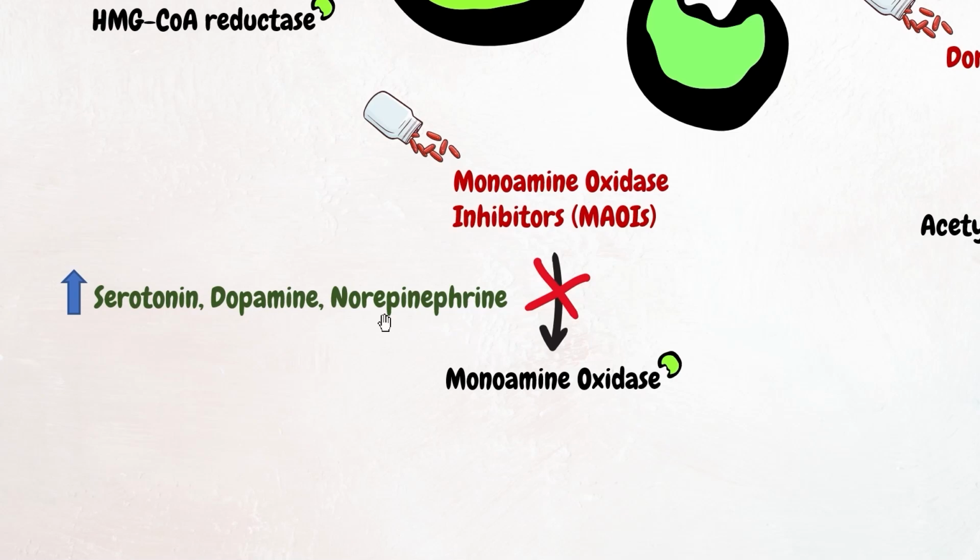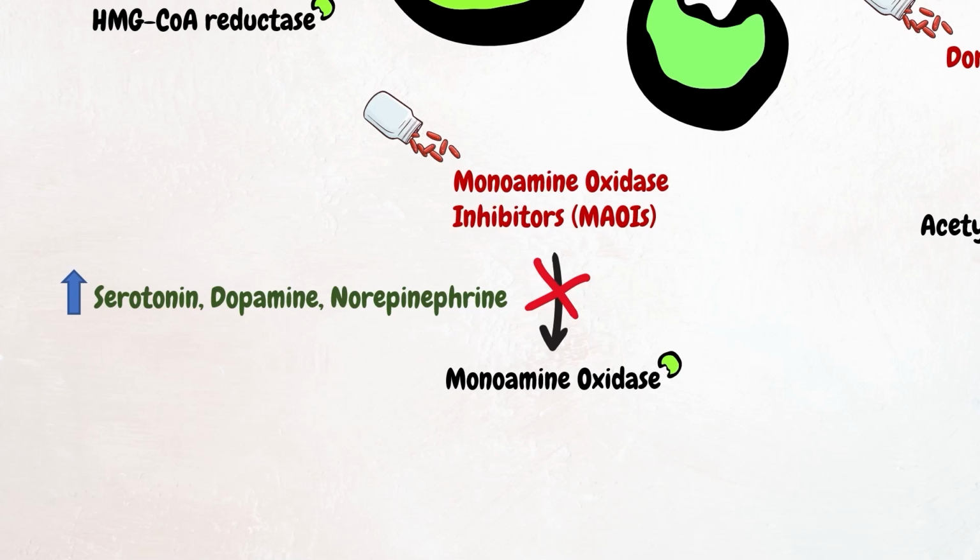So MAO inhibitors, what they really do is inhibit the activity of monoamine oxidase, an enzyme responsible for breaking down the neurotransmitters such as serotonin, dopamine, norepinephrine. And by inhibiting these enzymes, MAO inhibitors increase the availability of these neurotransmitters in the brain, leading to improved mood and other therapeutic effects.